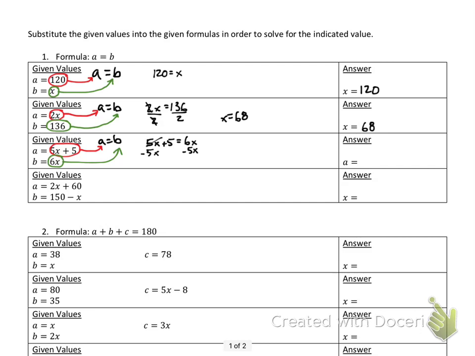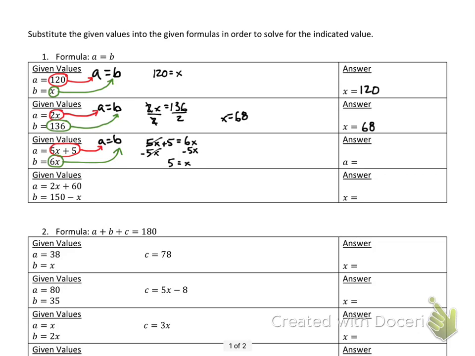Okay, so 5x minus 5x cancels out. 6x minus 5x is what? X. It's 1x, but we don't write the 1. Okay, and what's left on the left side? 5. All right, x equals 5, but that's not our answer. Notice, you have to pay attention to what's in the box over there. It doesn't ask for the value of x, it asks for the value of a.